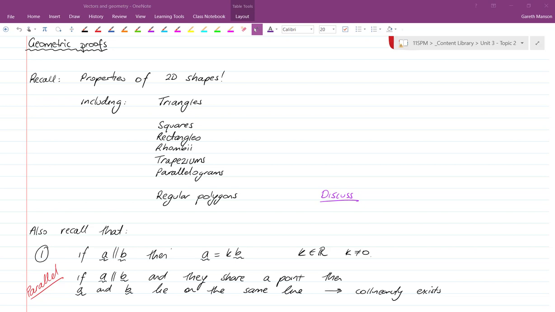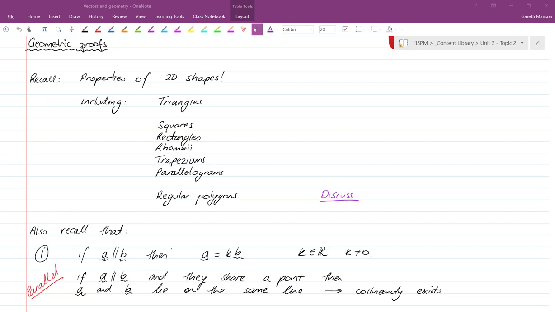So you need to know triangles, different types of triangles, and the properties of some triangles, particularly equilateral, right-angled, and isosceles. You'll need to know about squares, rectangles, rhombi, trapeziums, parallelograms, and also regular polygons. So I'm not going to go into those in too much detail now. I'm kind of going to assume.